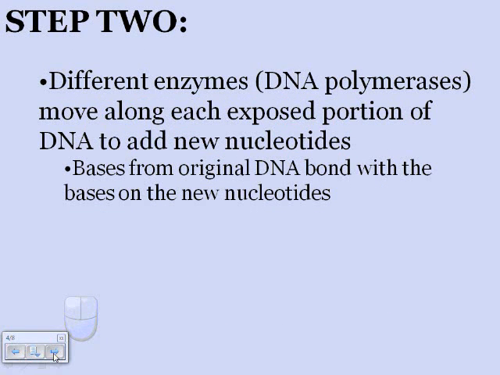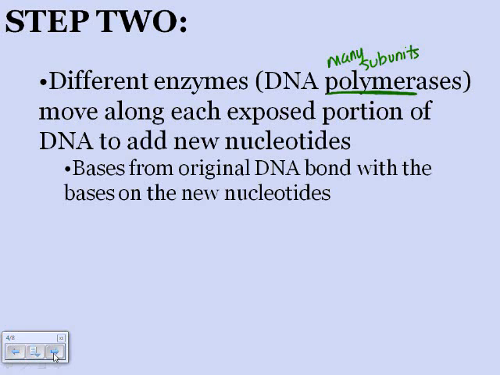Step 2 is that there's going to be a new enzyme. This one is going to be called DNA polymerase. Remember, a polymer. We had that in the biochem unit as well. Polymer meaning many subunits, a monomer being a single subunit, a polymer being many subunits joining together. So in this case, we have DNA polymerase.